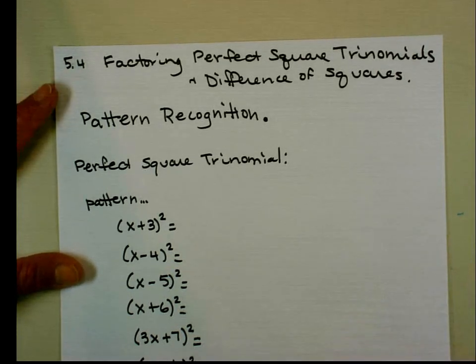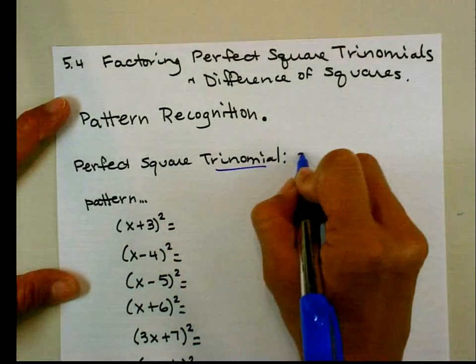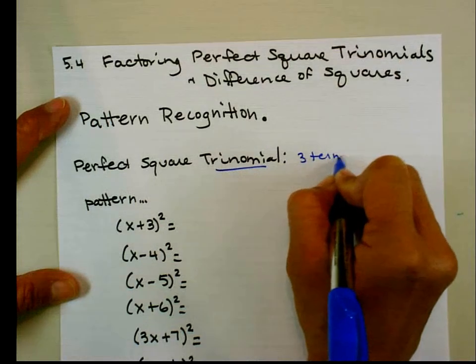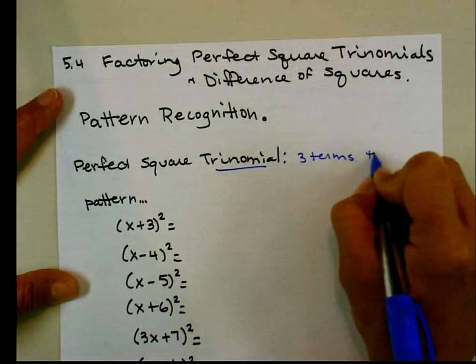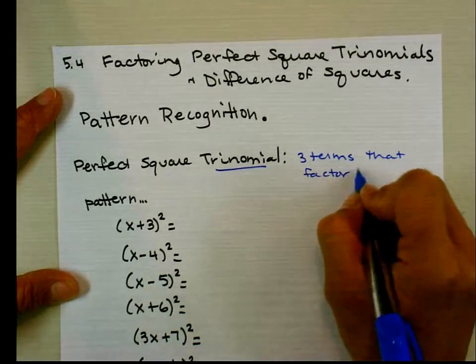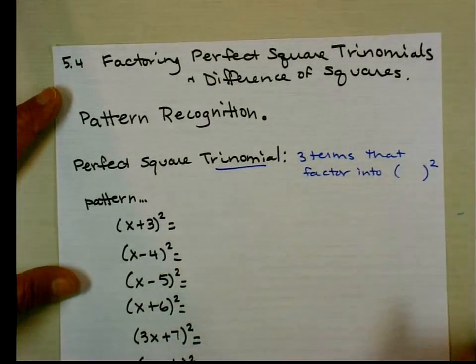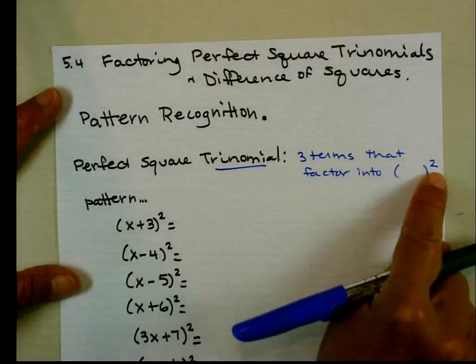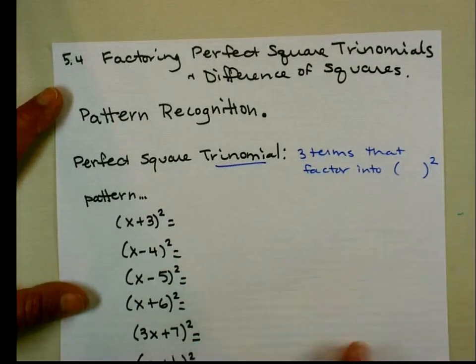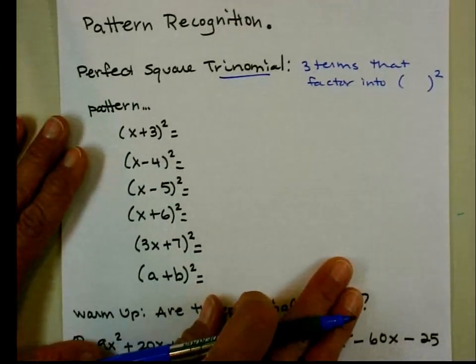So perfect square trinomial. What that means is it's a trinomial, so the three terms, that factor into a binomial squared, right? So that's the perfect square part. Okay. So to find the pattern, what I like to do is take students back to the multiplying section.